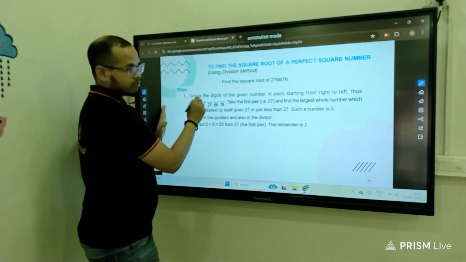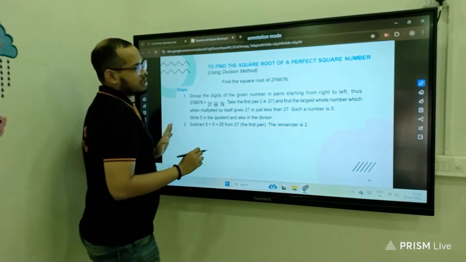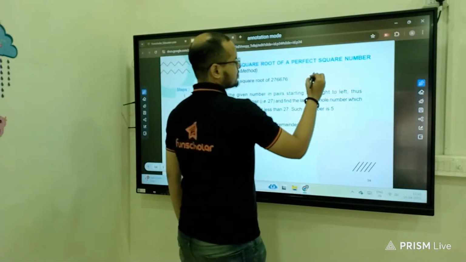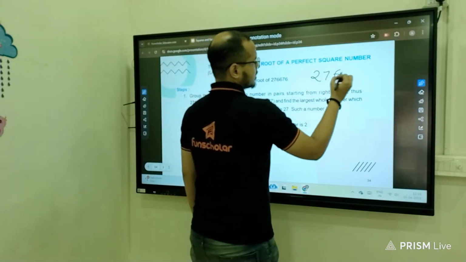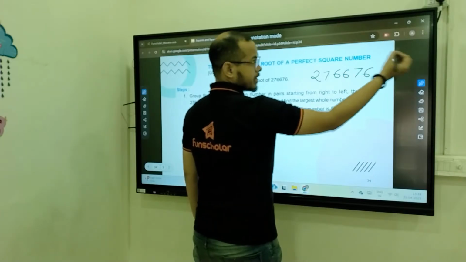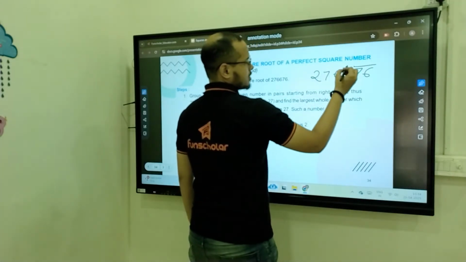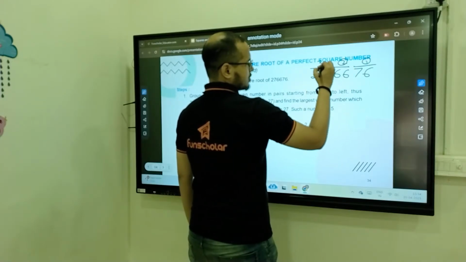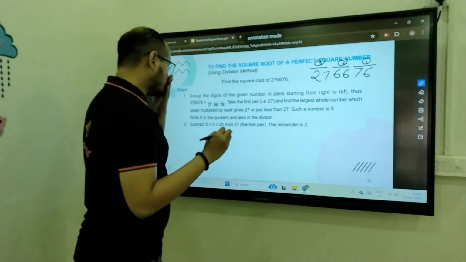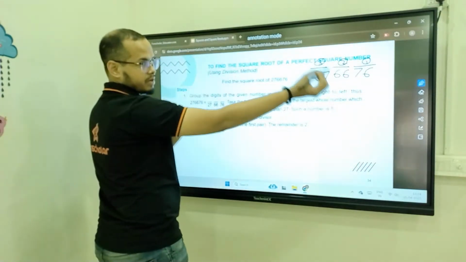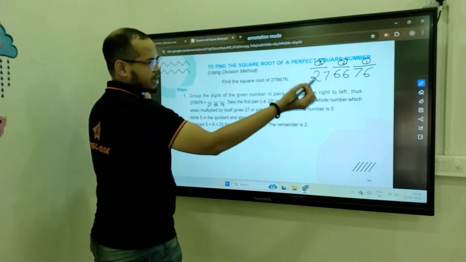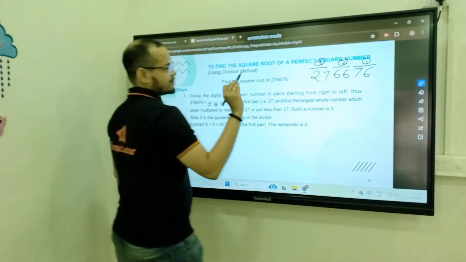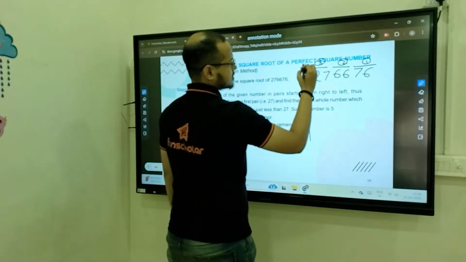What shall we do? Let's follow the steps. First, they are telling me to take pairs starting from right to left. So 27 66 76. Right to left pair. One pair, two pair, three pair. This is first pair, second pair, third pair. Okay. Chalo. Now, first we'll do this.